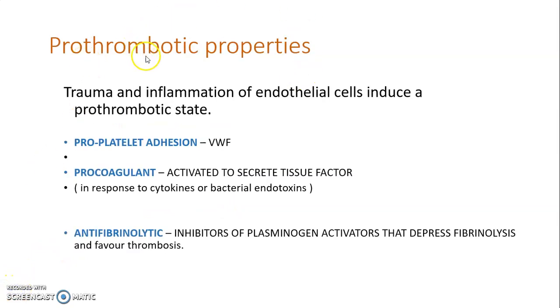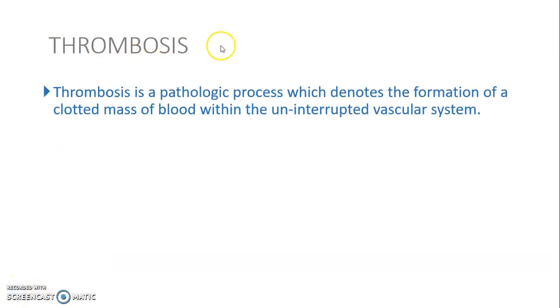Prothrombotic properties of endothelial cells. Trauma and inflammation of endothelial cells induce a prothrombotic state. Proplatelet adhesion is by von Willebrand factor. Procoagulant: endothelial cells are activated to secrete tissue factor. And the antifibrinolytic effect is by inhibitors of plasminogen activators that depress fibrinolysis, and it favors thrombosis. Now thrombosis. What is thrombosis?